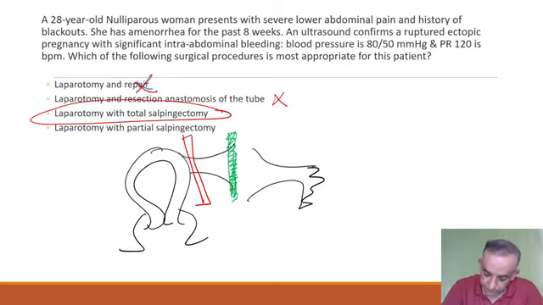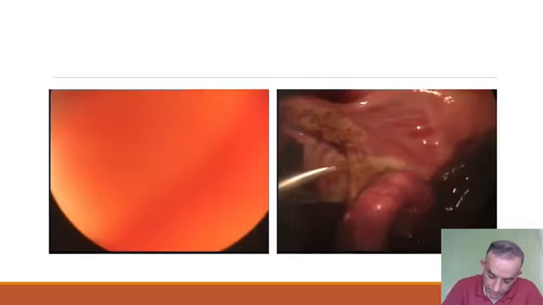All right, guys. So see, this is a case of a ruptured ectopic. Let me show you what's happening here.